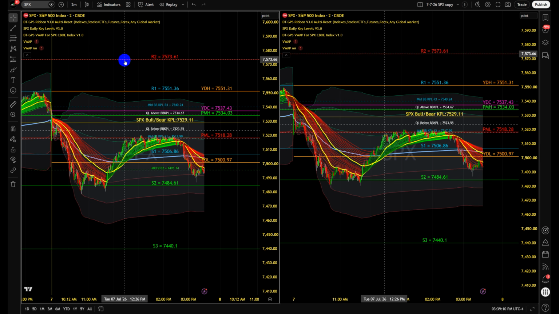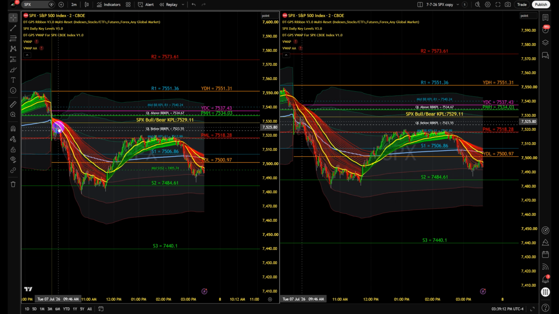Okay, so in today's session, as you can see, we have a split screen here. The reason we have the split screen is we want to show off utilizing the Ribbon V3.0 indicator. Now this Ribbon V3.0 indicator is an EMA ribbon that is a multi-reset edition that has resets for stocks, ETFs, futures, Forex, as well as any global market.